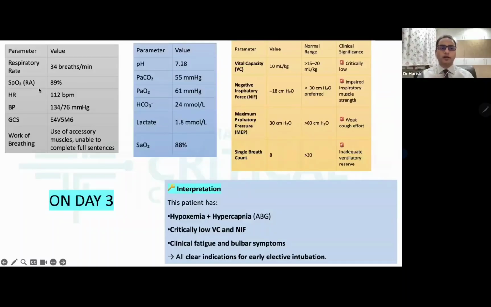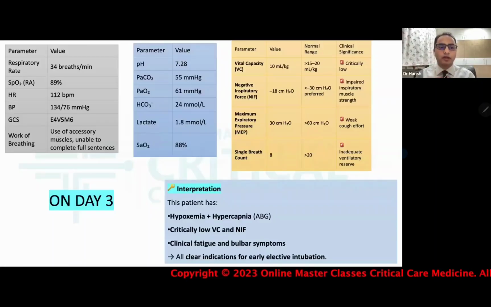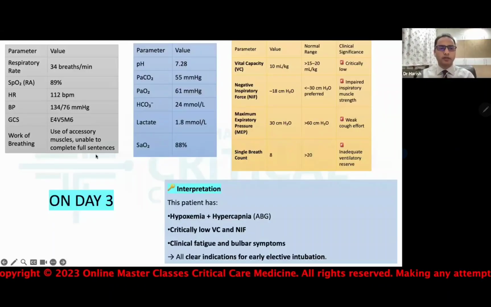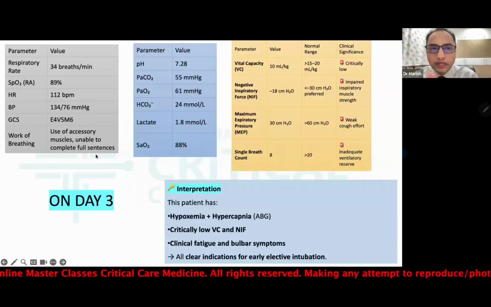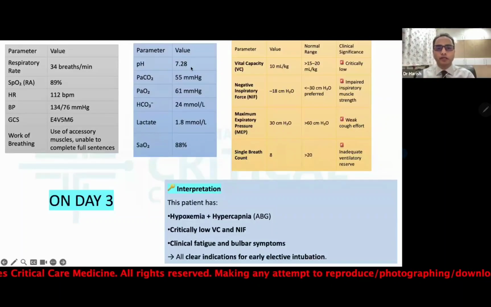So we got some more data. On day 3 in our patient, his respiratory rate is 34, saturating 89% on room air. BP is 134 by 76. His GCS is E4, V5, M6. Use of accessory muscles of respiration is present. Unable to complete a full sentence. We got an ABG: pH is 7.28, PCO2 is 55, PaO2 61, bicarbonate is 24, lactate 1.8, saturating 88%.